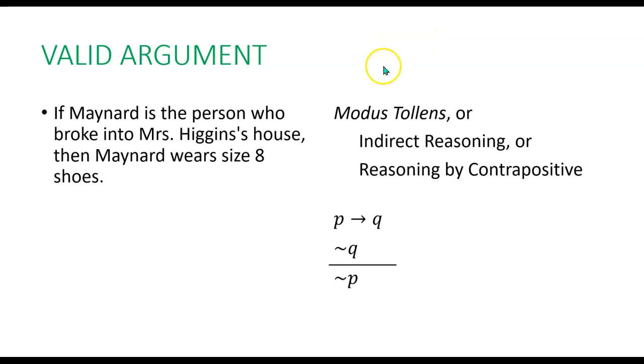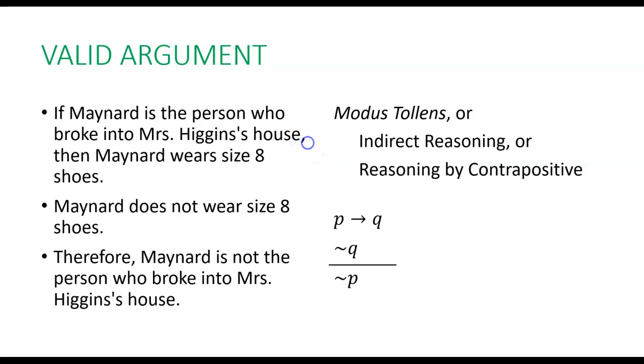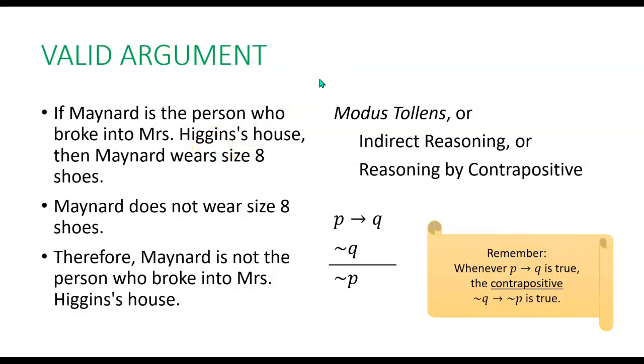If Maynard is the person who broke into Mrs. Higgins's house, then Maynard wears size 8 shoes. Maynard does not wear size 8 shoes. Therefore, Maynard is not the person who broke into Mrs. Higgins's house. If P were true, then Q would have to be true, but Q is not true. Therefore, P must not be true, because if it were true, then Q would have to be true as well.